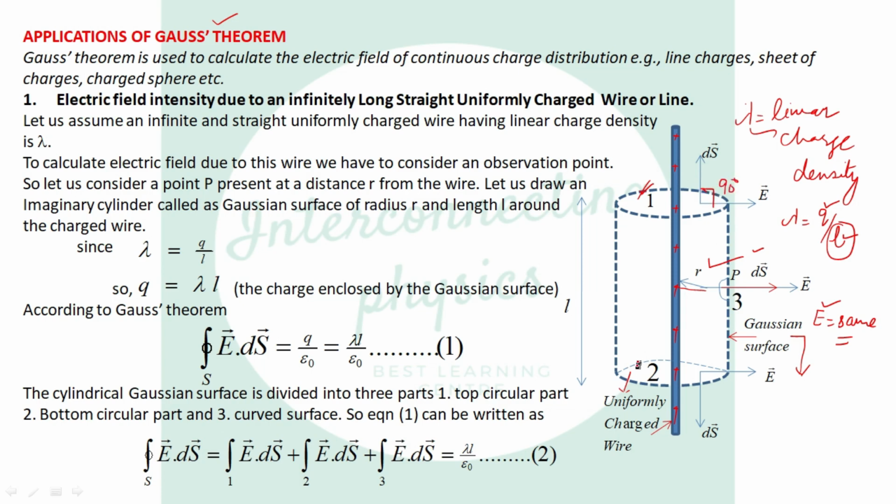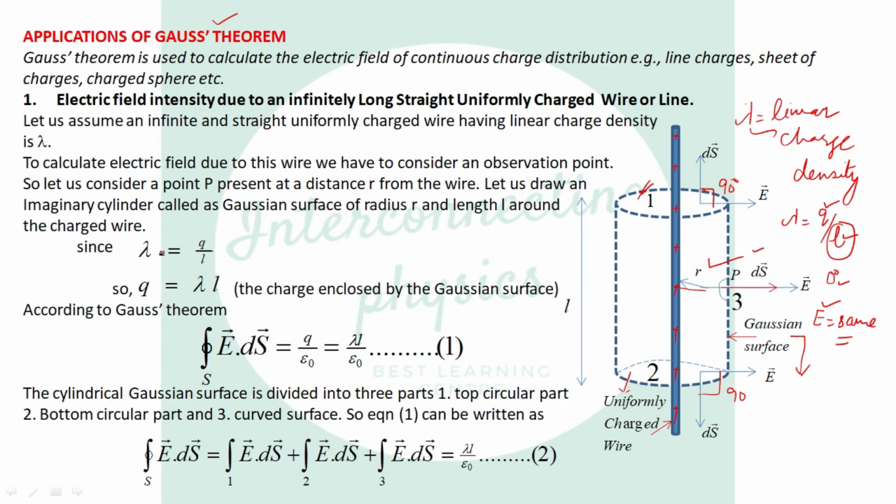Similarly, in part 2, the area vector will be perpendicular to the surface and outward, in this direction, and the electric field is in this direction, so the angle is 90 degrees. Now in the curved area, the area vector is perpendicular to the surface and outward, in this direction, and the electric field is also in this direction. So here the angle between E and ds is 0 degrees.